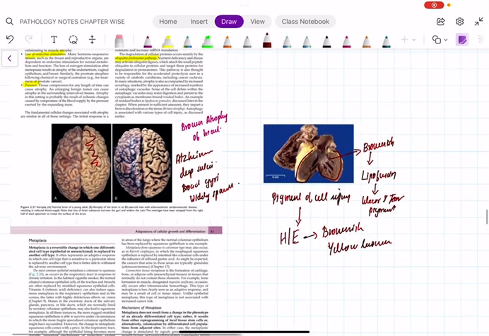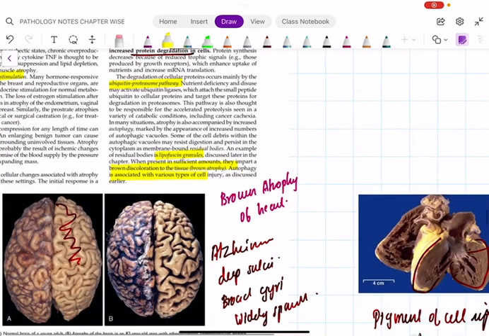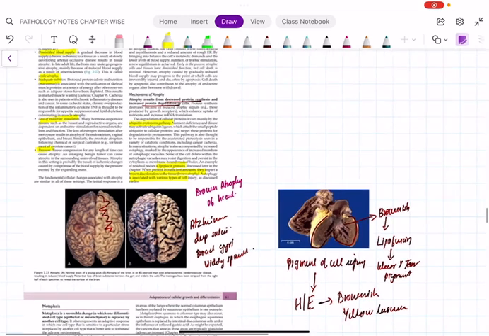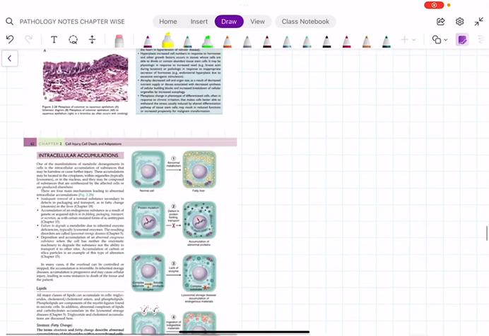So here you can see lipofuscin granules, brownish discoloration. This will lead to brown atrophy of the heart. That is lipofuscin granules. Just remember this point. It is an atrophy, brown atrophy of the heart, and what is the pigment? It is lipofuscin. Okay. We have another condition called metaplasia.